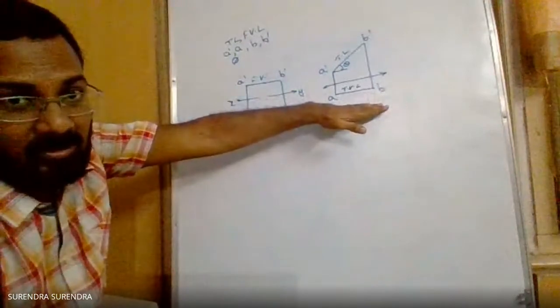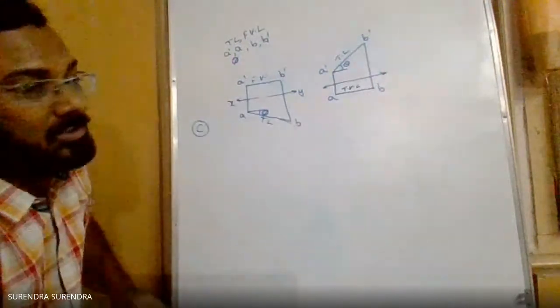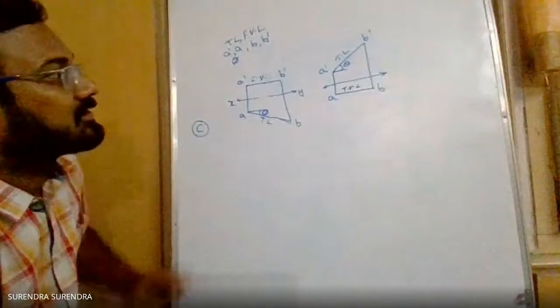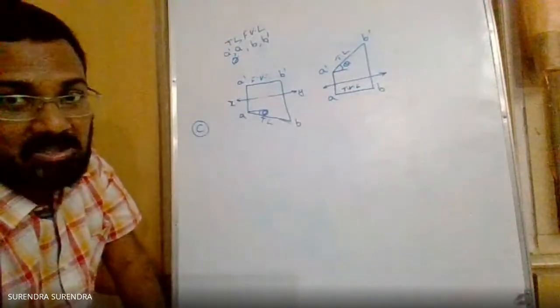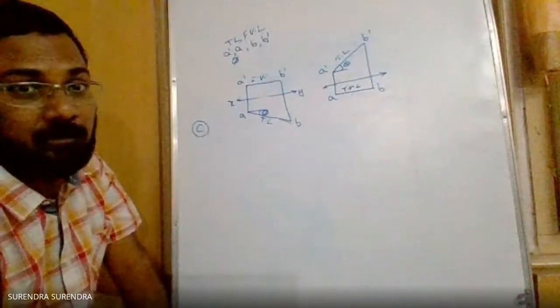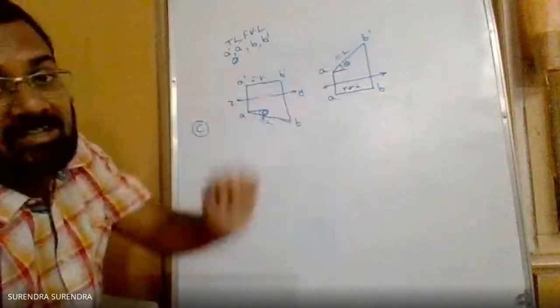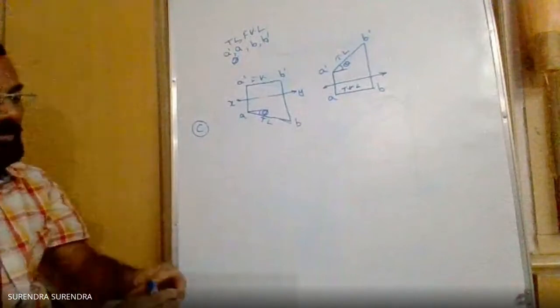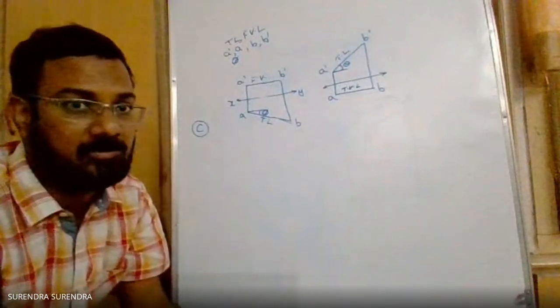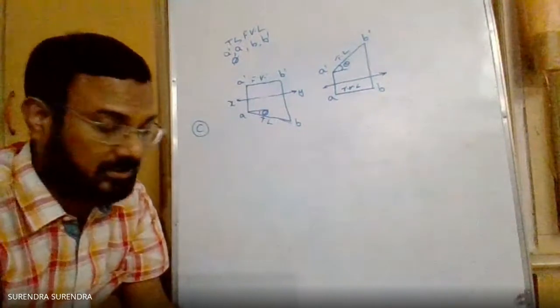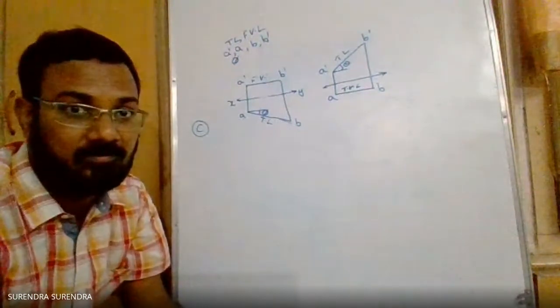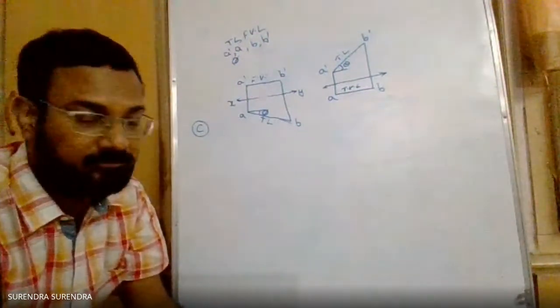Similarly, in the second one also, the true length of the line, the top view length, the distances of A dash, B dash, A, B from the XY lines, and the angle theta. So in the two problems we just discussed, the true length of the line and the true inclination were given, and we were asked to complete the problem.